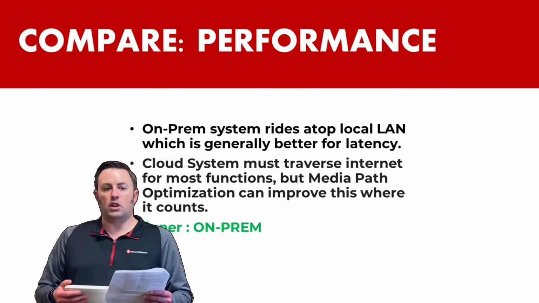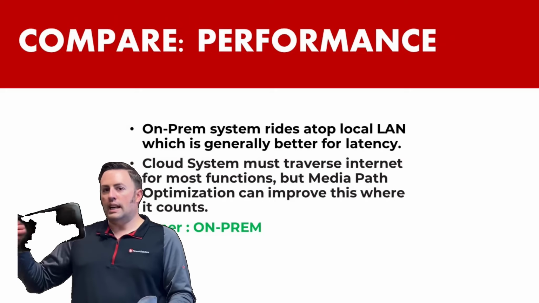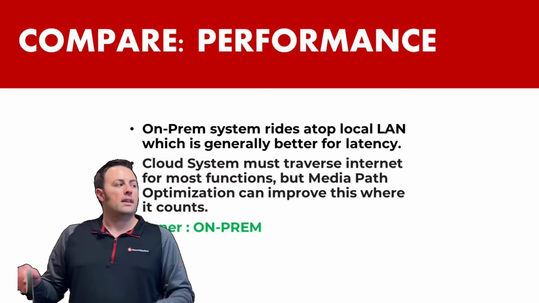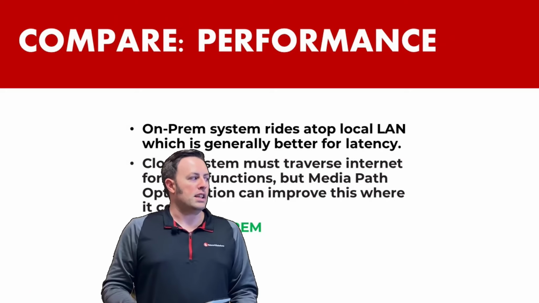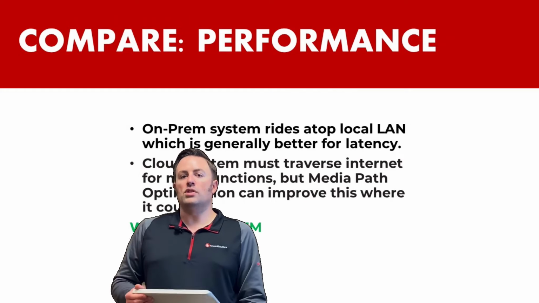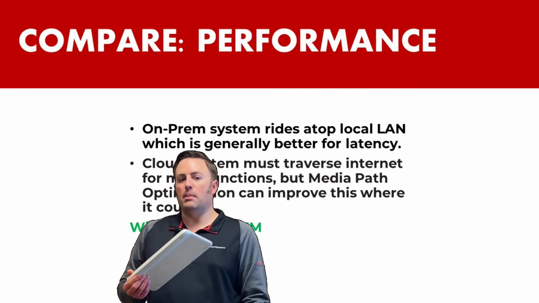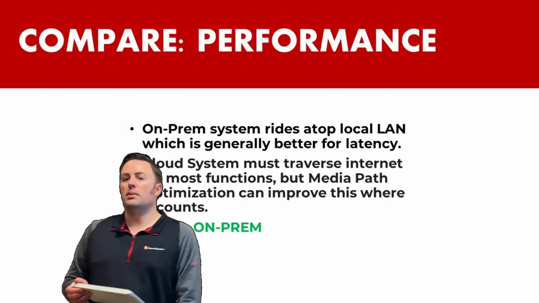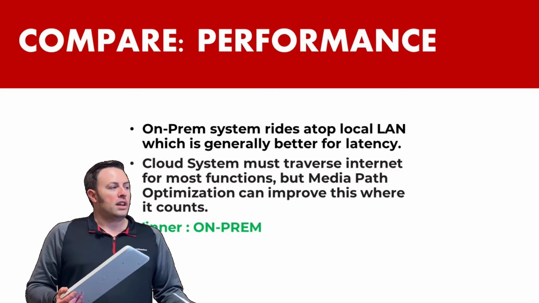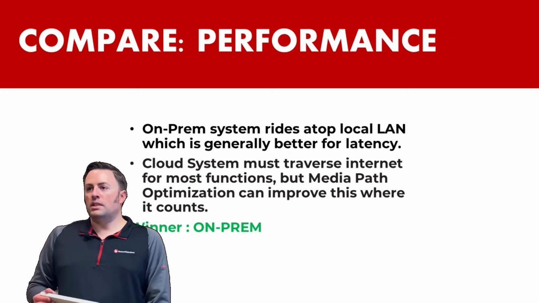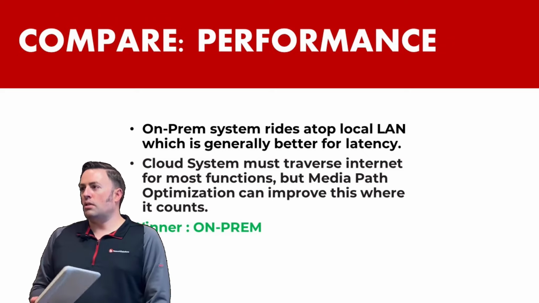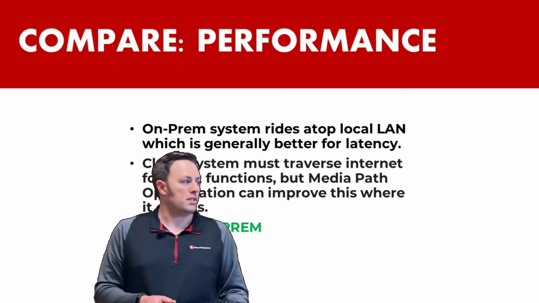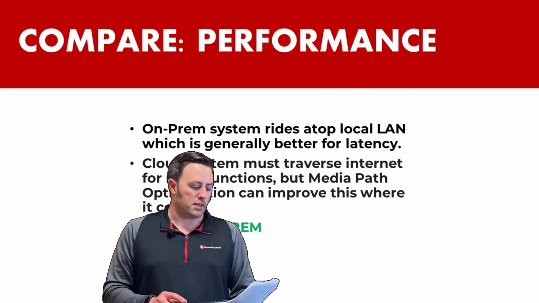If you want to call the person next to you, that signaling still has to go up to the internet, to the PBX, and still has to come down to them. However, media path optimization can resolve a lot of this. Once the call is established, it can give performance similar to that of an on-premise system. However, setting all things equal, the on-premise system, by definition, is always going to give better performance. So I'm giving this winner to on-premise system here.